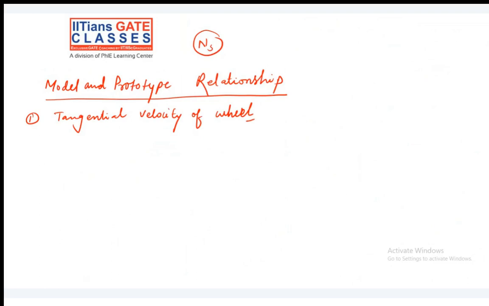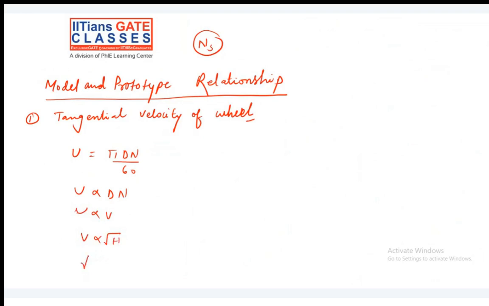So how do we find out the relationship between them? Let us say that this is the u of the model, then what will be the u of the prototype? So for the tangential velocity of the wheel, u is equal to pi D N by 60, this we know. So u is proportional to DN. And u is proportional to V, and V is proportional to the square root of H, this we also know.